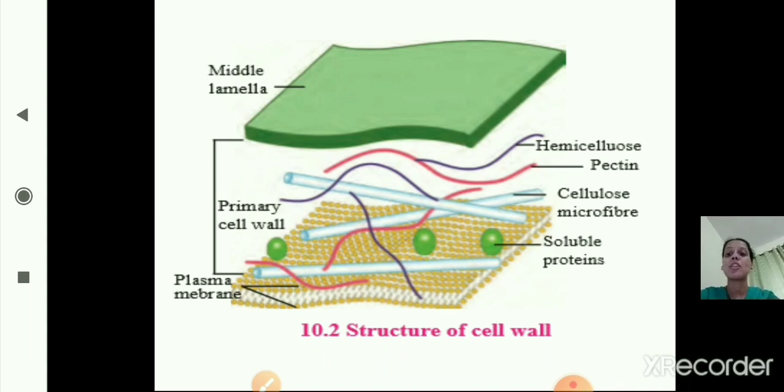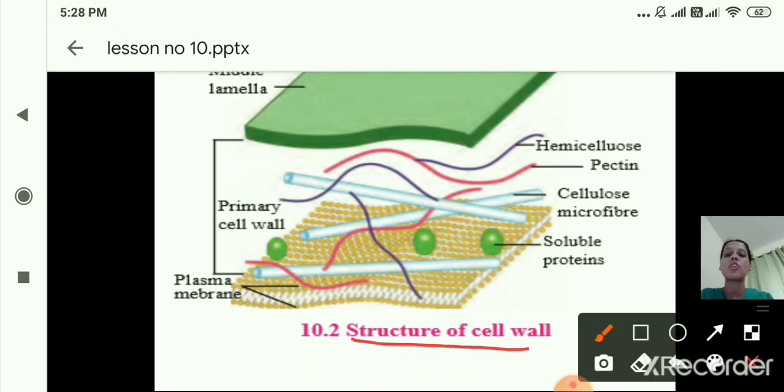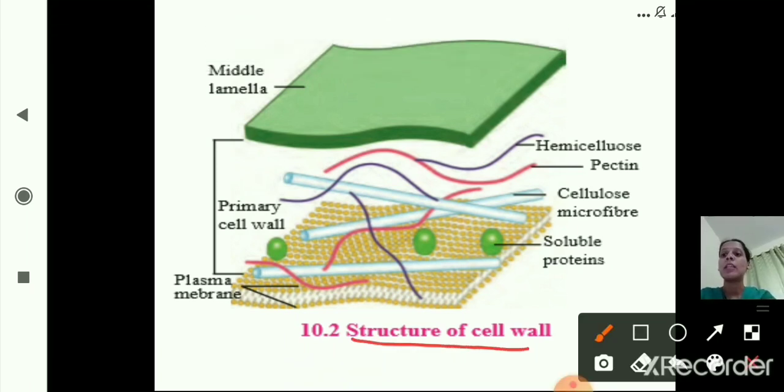And this is the structure of cell wall, as you can see here in the figure. See here, this is the primary cell wall, then this is the plasma membrane or cell membrane. Soluble proteins, cellulose microfiber, hemicellulose and pectin. So this is the structure of cell wall.